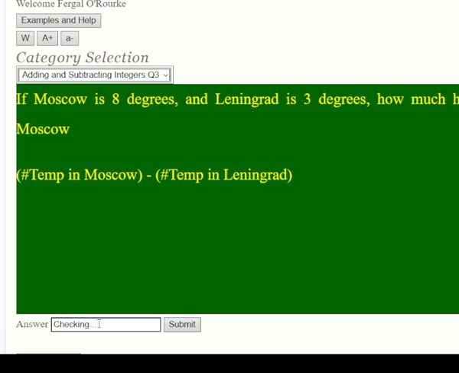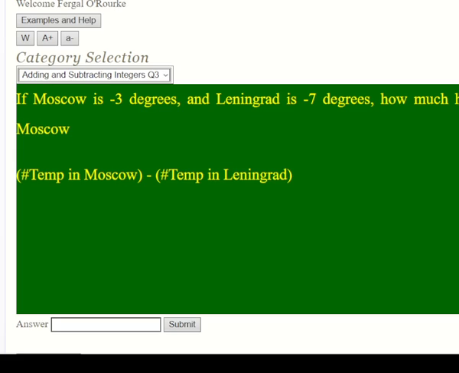8 take away 3 is 5. 1 take away negative 3 is the same as 1 plus 3, which is 4. 21 take away 6, 15. 16 take away 9 is 7. And that is it. You have completed today's exercise. Okay, so that should be reasonably straightforward, I hope.